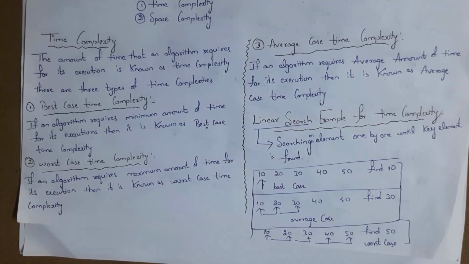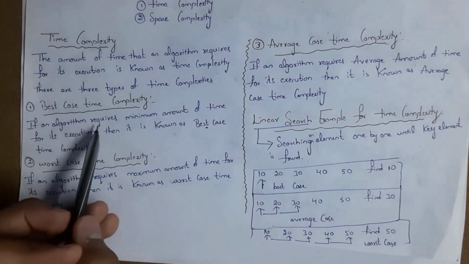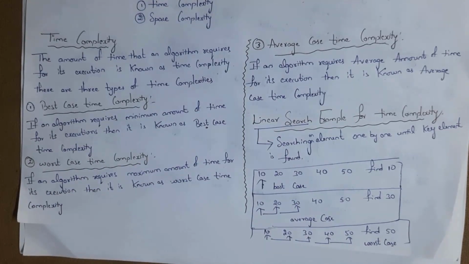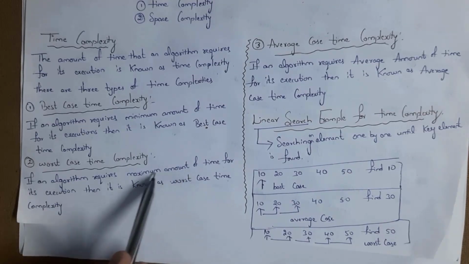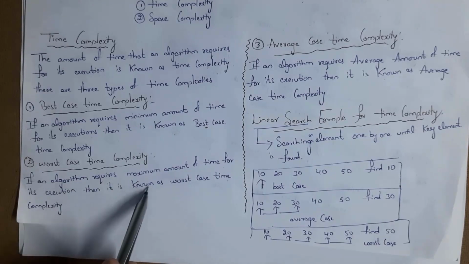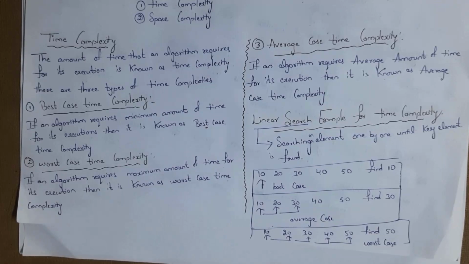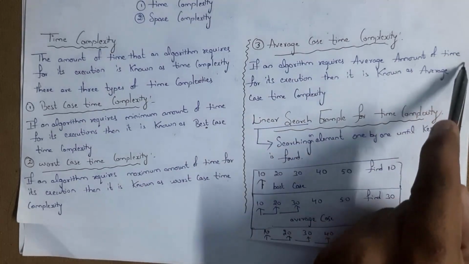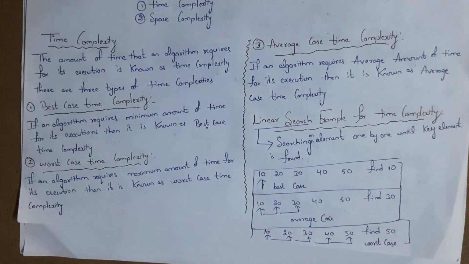If an algorithm gets executed in a short period of time, then it is known as best case time complexity. If an algorithm requires a minimum amount of time for its execution, then it is known as best case time complexity. And if an algorithm requires maximum amount of time, that is, if the algorithm takes more time for its execution, then it is known as worst case time complexity. And third one is average case time complexity. If an algorithm requires an average amount of time for its execution, then it is known as average case time complexity.